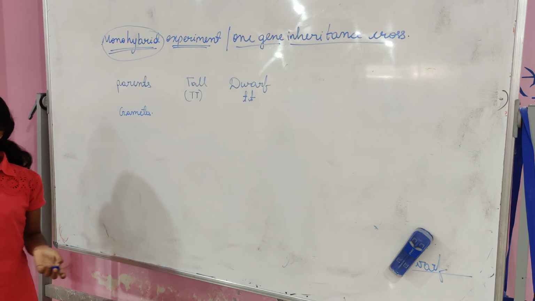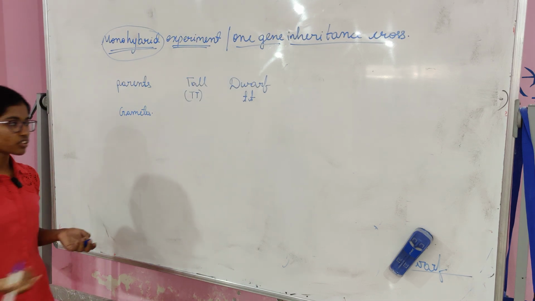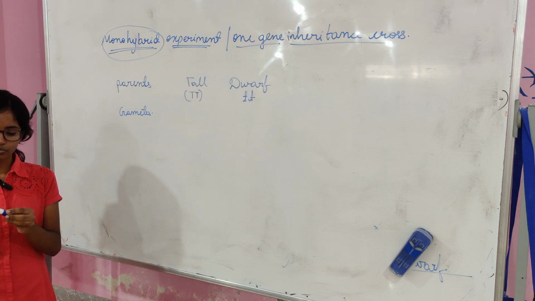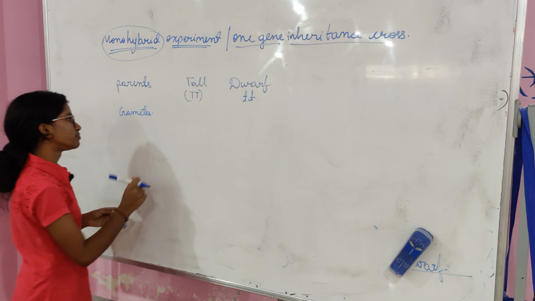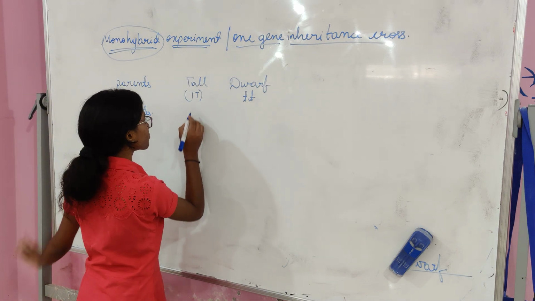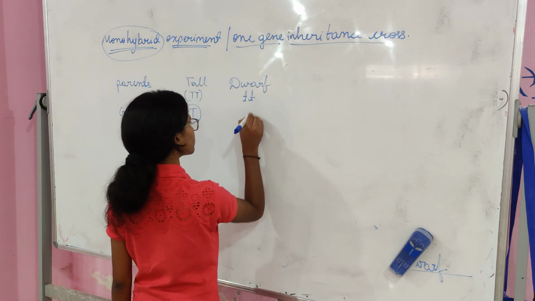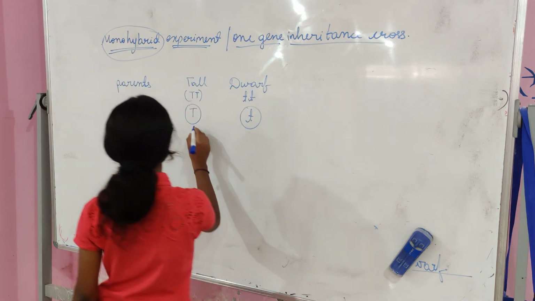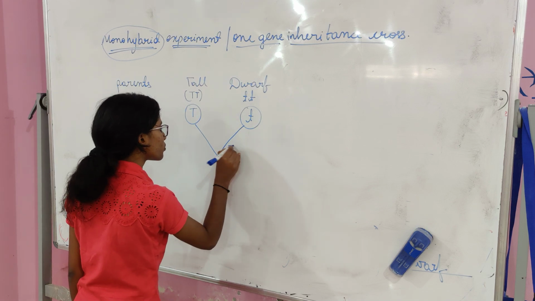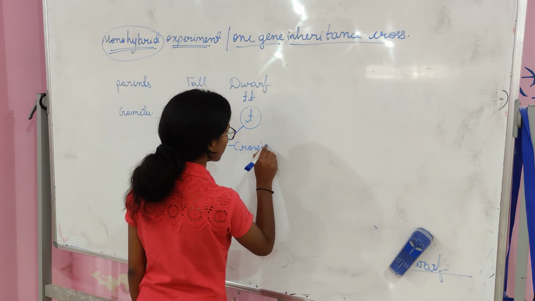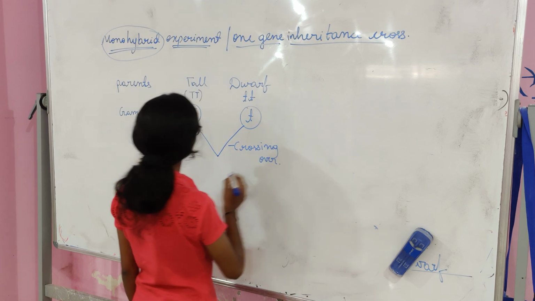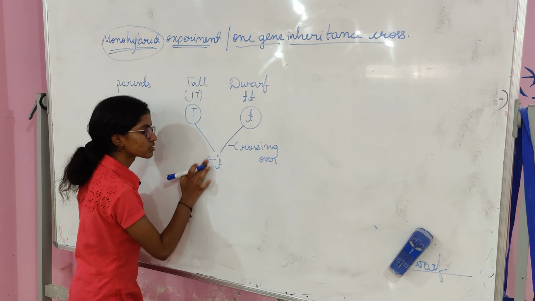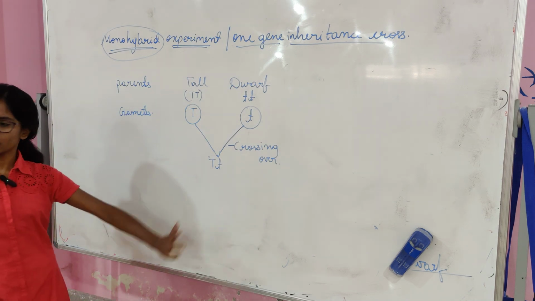Always gametes will get only half set of chromosomes. Gametes in females are formed in the ovary. So I write gametes in circles, to differentiate. When crossing over takes place, this T and T will be formed. This is not a gamete. So T and T.